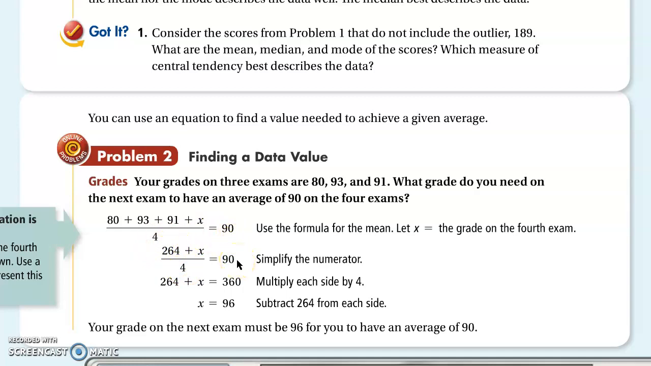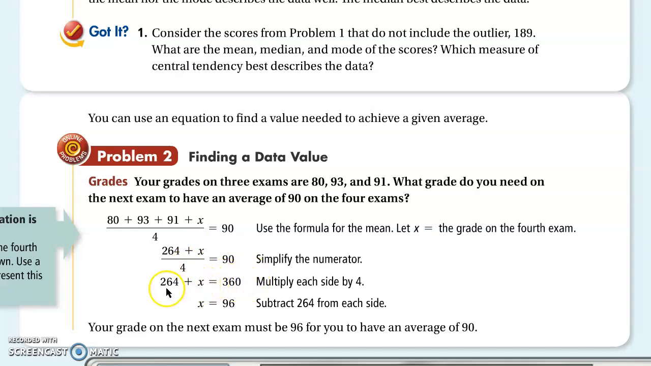Now, why wouldn't I subtract? Well, because this is a grouping symbol. The division sign is technically a grouping symbol. We want to get rid of this first. These two guys are stuck together until that 4 is no more. So when I multiply by 4, I get 360 on this side.